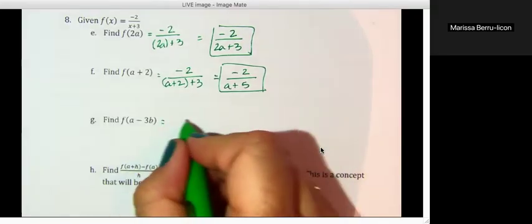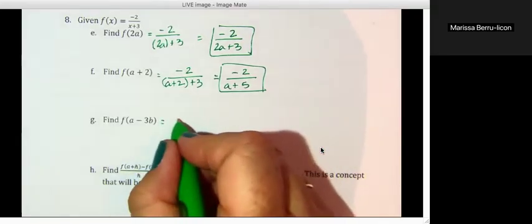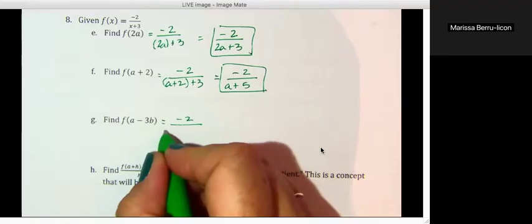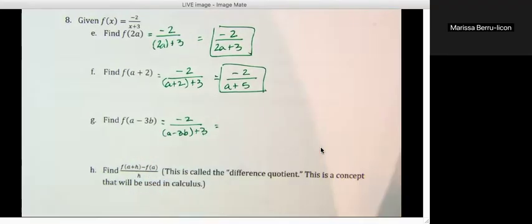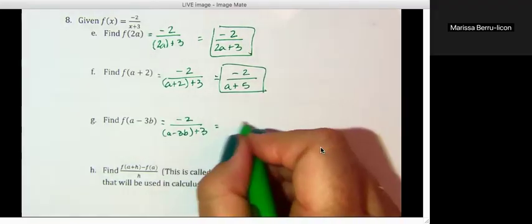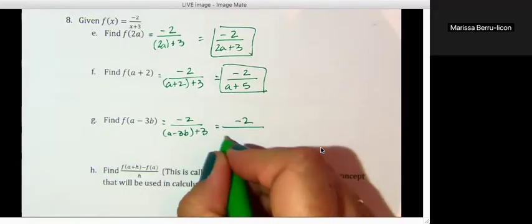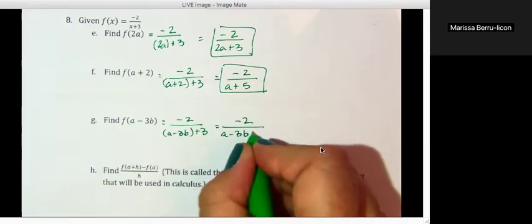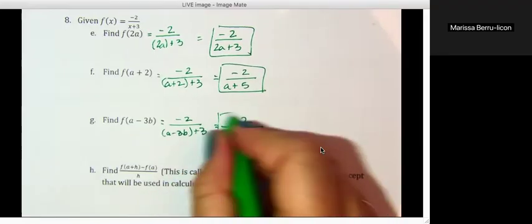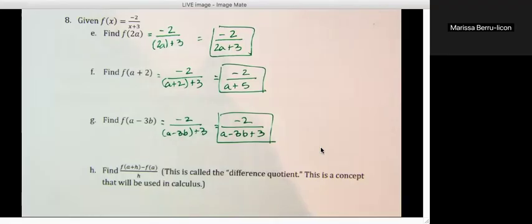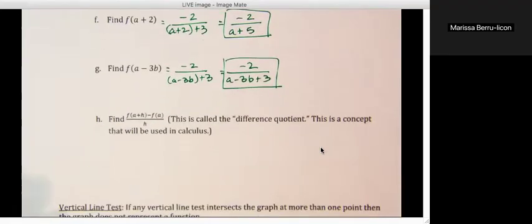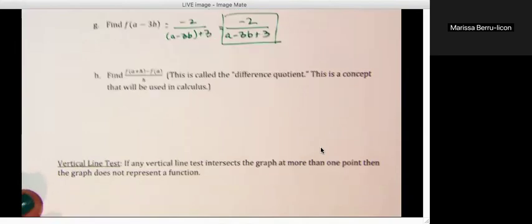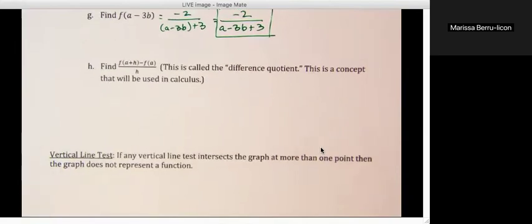And then this last one, plugging in a minus 3b, I have negative 2 over a minus 3b plus 3. And there's no like terms. There's nothing being applied to those parentheses. So I just have a minus 3b plus 3. So those were pretty quick. There's not a whole lot we can do to simplify or multiply anything. They move pretty quickly.